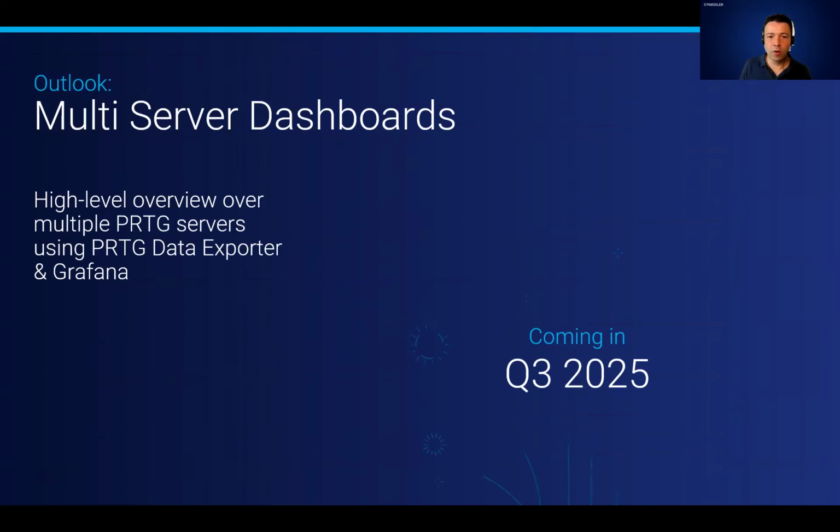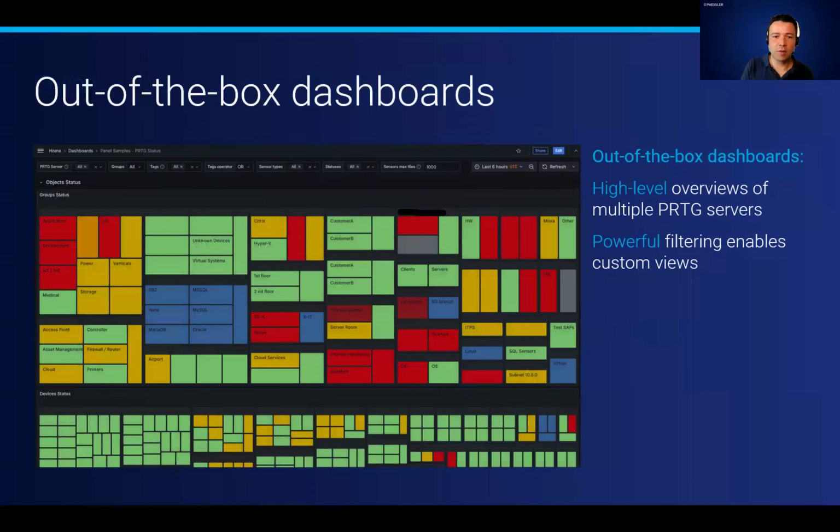However, I have one more point. That's the existing feature scope of Data Exporter, but there's a feature coming in Q3 of this year that's not released yet. And I'll give you a little sneak peek into what it's about. Basically, what it does, it allows you to visualize your data from multiple PRTG servers in unified dashboards in the popular dashboarding tool Grafana. So you can build dashboards there. Here's some screenshots to give you an idea of what these might look like.